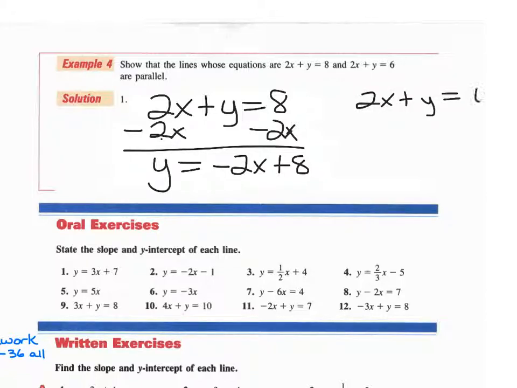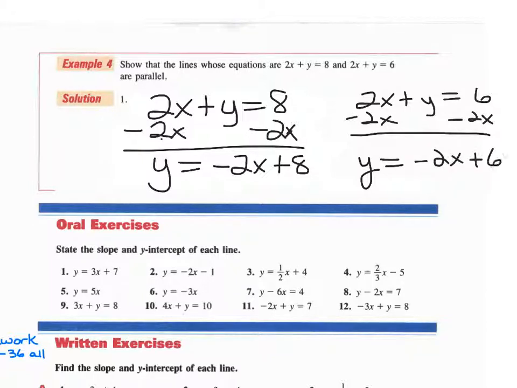And notice once I move the 2x again on this equation, both equations have the same slope. They both have the same number in front of x. Now, when your lines are parallel, they will have different b's. They will have different y-intercepts.